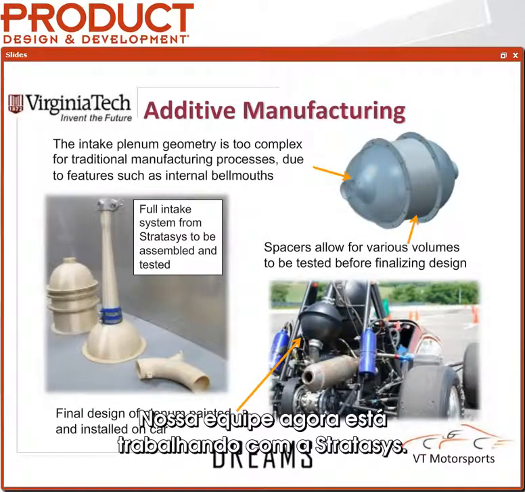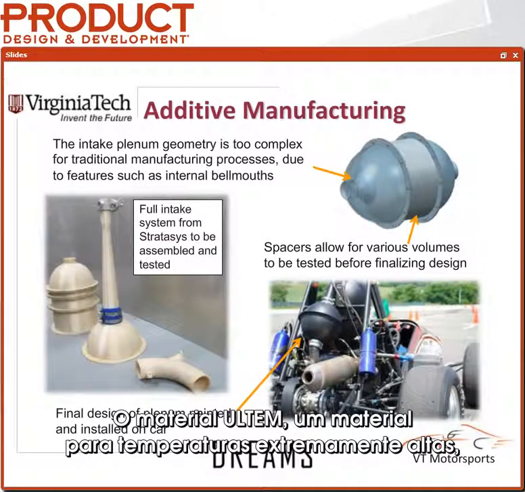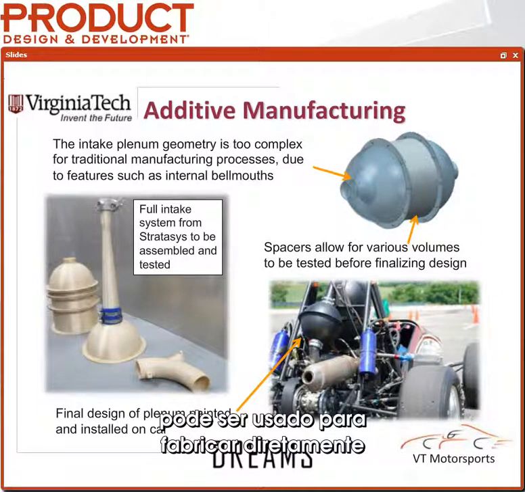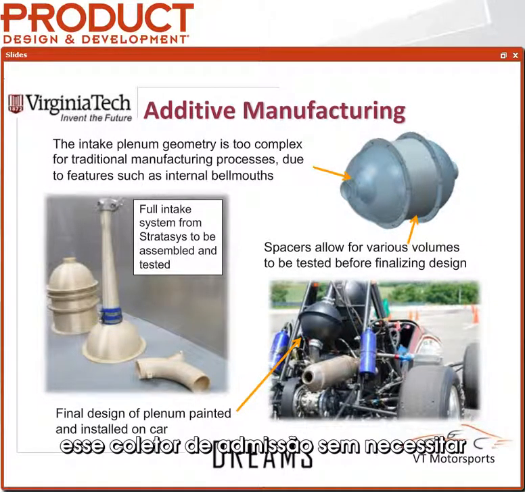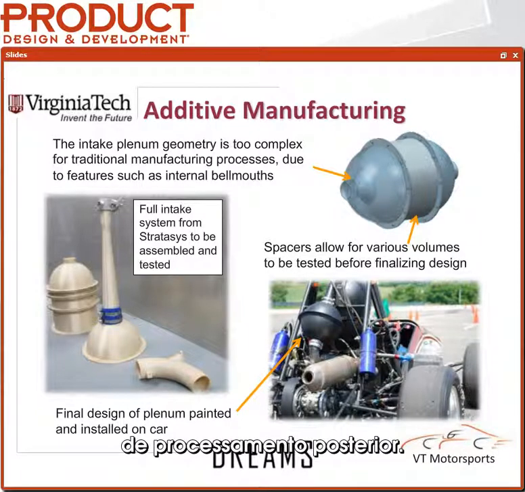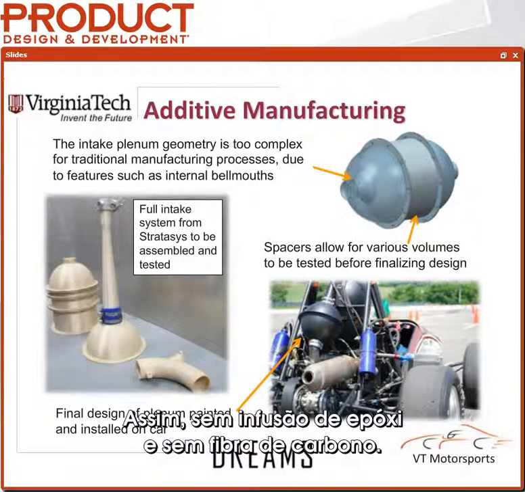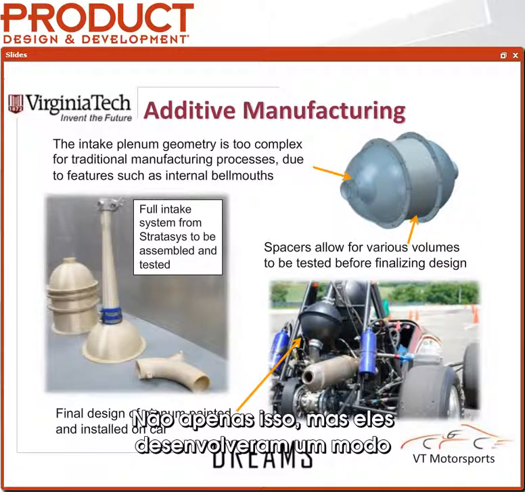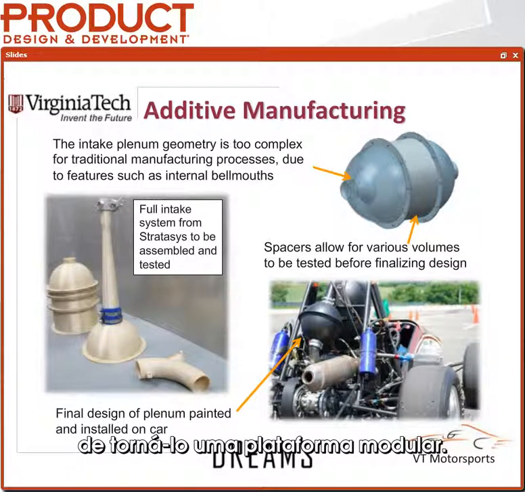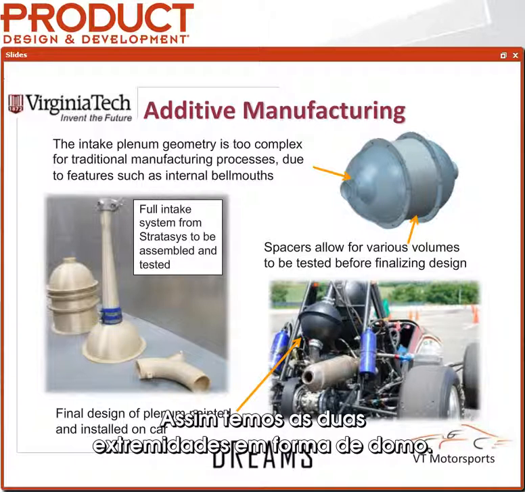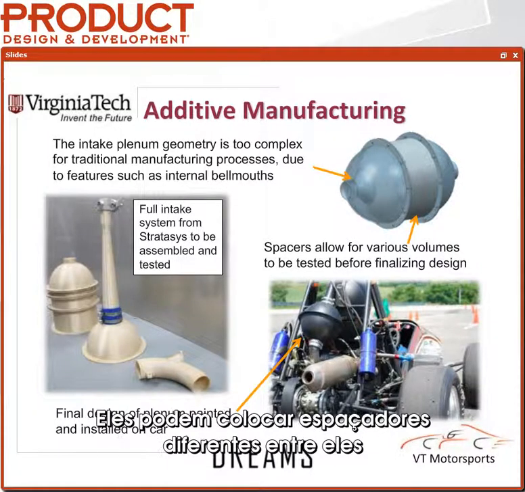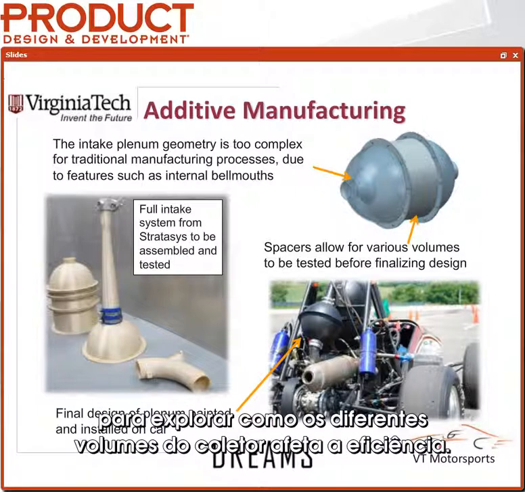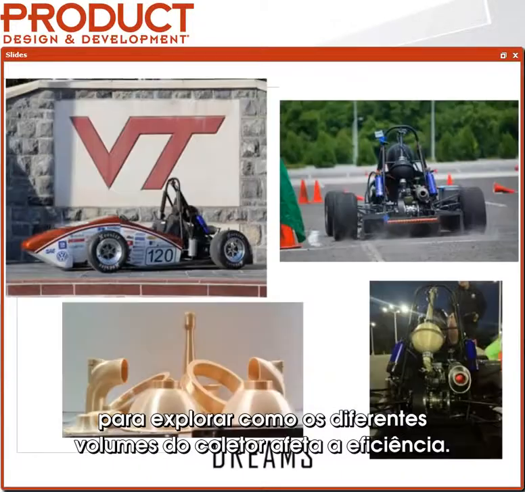Now our team is working with Stratasys and the Ultem material, a very high-temperature material, so they can directly fabricate their intake manifold requiring no post-processing, so no epoxy infusion, no carbon fiber layup, and directly print and then install that intake manifold. Not only that, but they've designed a way so that it's a modular platform. They can have the two dome-shaped ends and put different spacers in between to explore how the different volumes of the intake manifold affect their efficiencies.